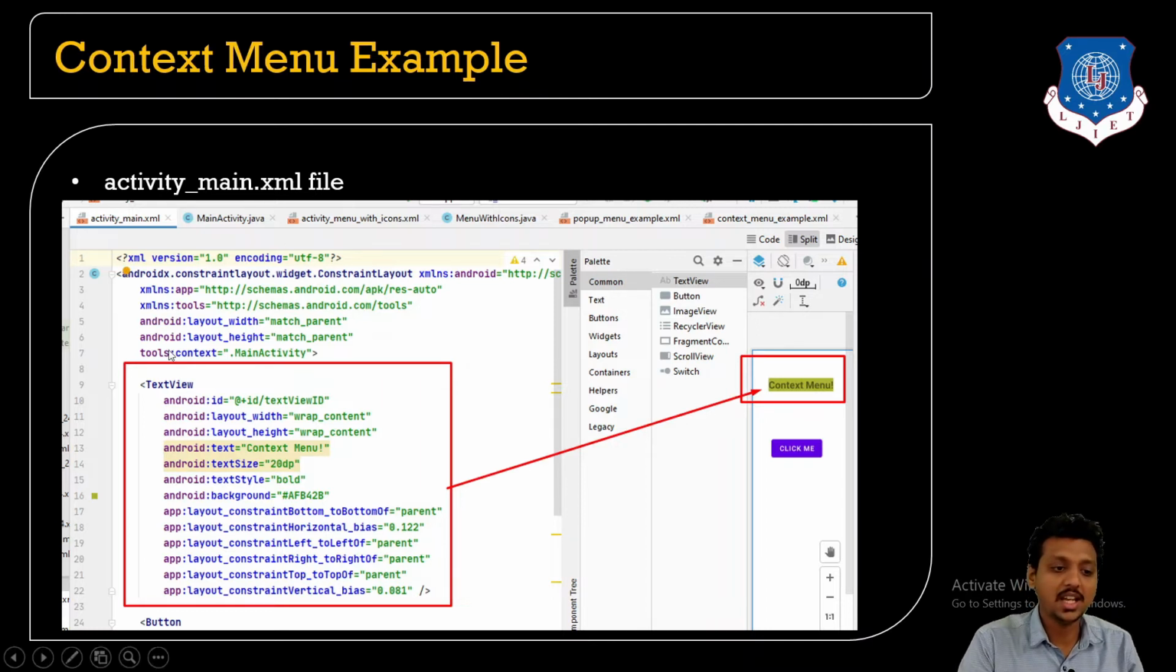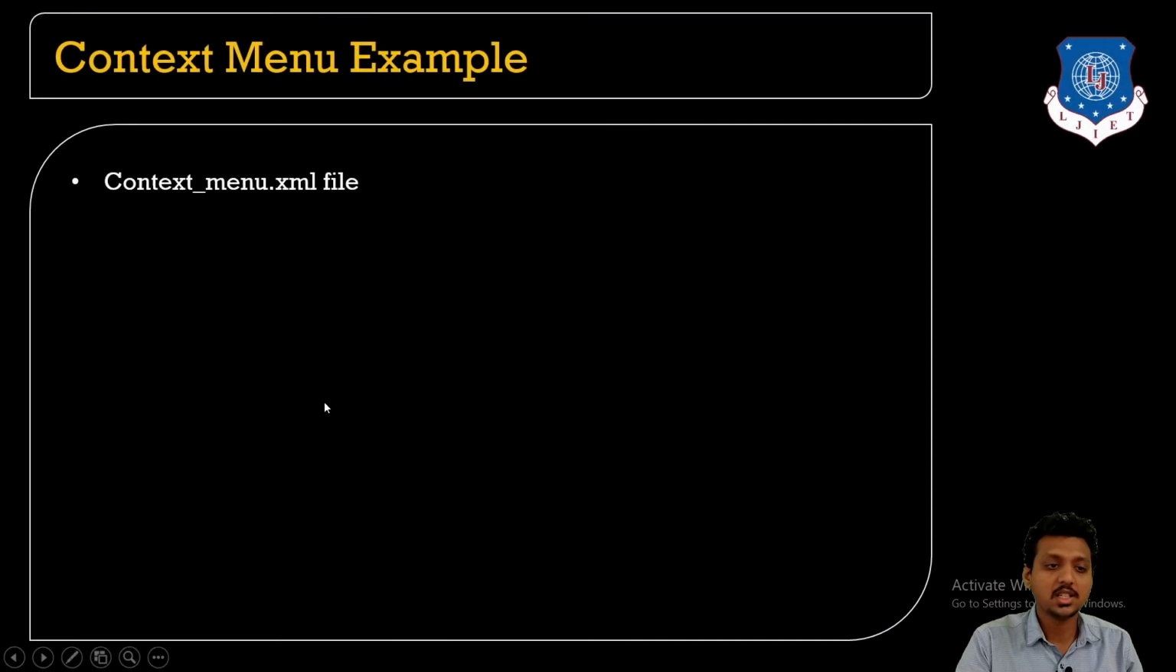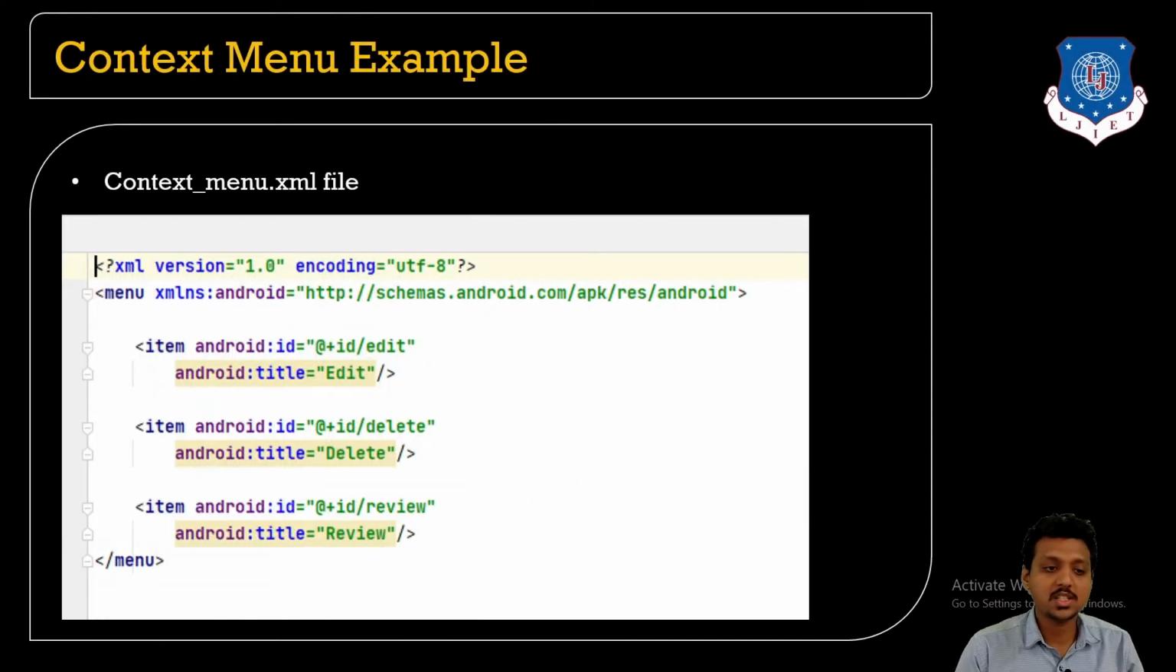I just took a text view that contains the text "context menu". The text style is bold. This is the context menu text view, where the text view ID is textViewID. Now what next? To create the context menu example, first we need to design the menu.xml file. Definitely we need this, so I'm going to create a menu.xml file with the name context_menu.xml.